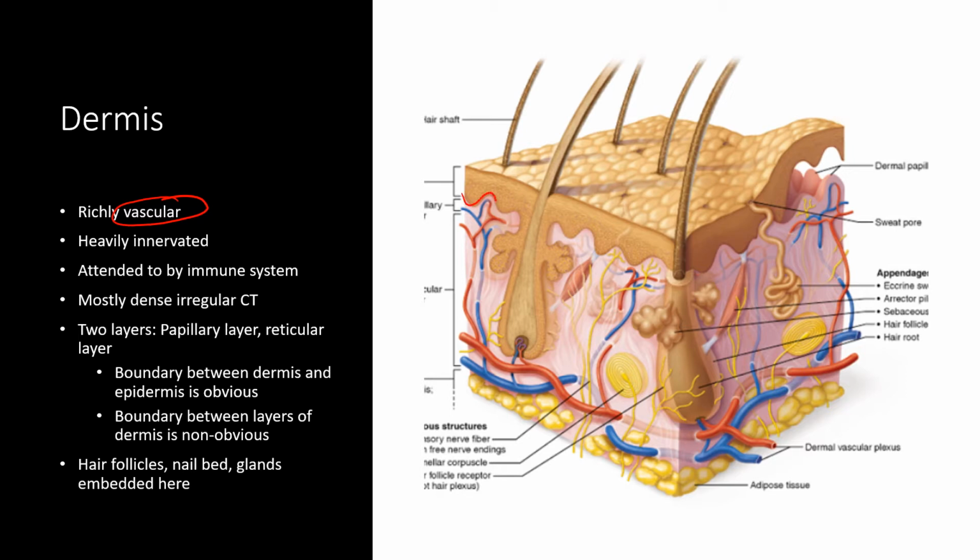Remember that epithelium does not have its own blood supply. It has to get it from the capillary beds immediately deep to its surface. The dermis is also heavily innervated, lots of nerves. Lots of blood vessels. And it's also heavily attended to by the immune system.